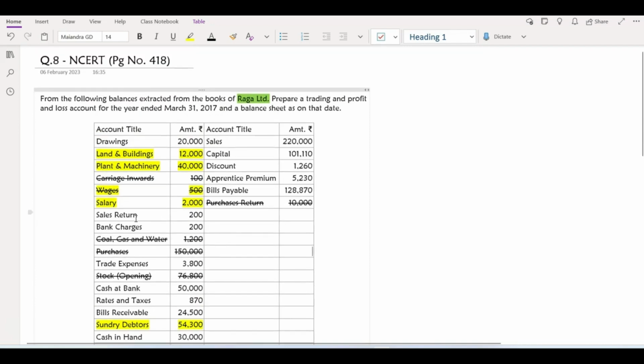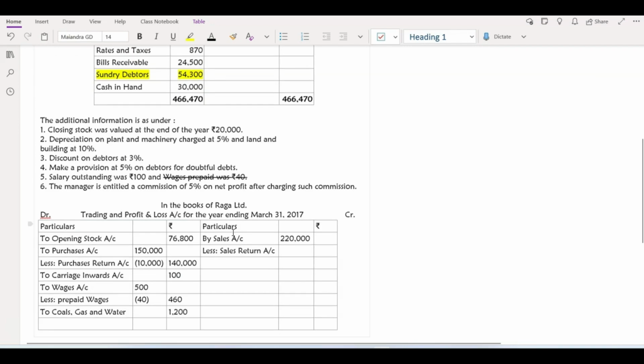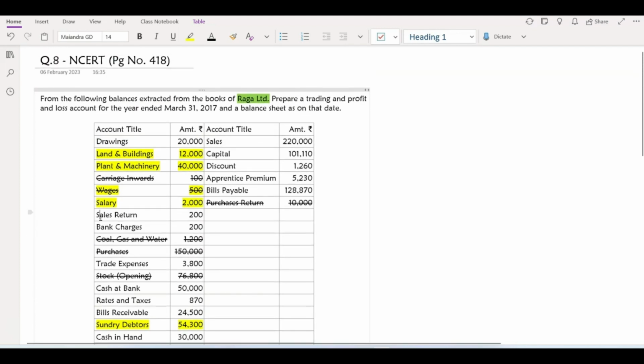So how much is my sales return? 200 rupees. So less 200 rupees. How much it will come? 800. 10 minus 8, 10 minus 2, 8. Then 9, then 219. Alright. So 2,19,800 is my net sales. Let's cross it out.